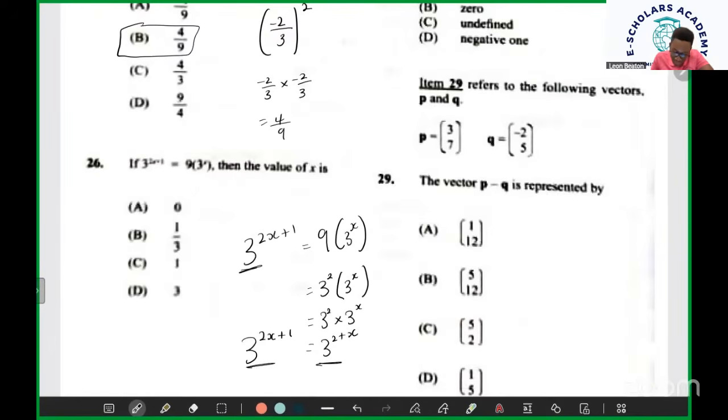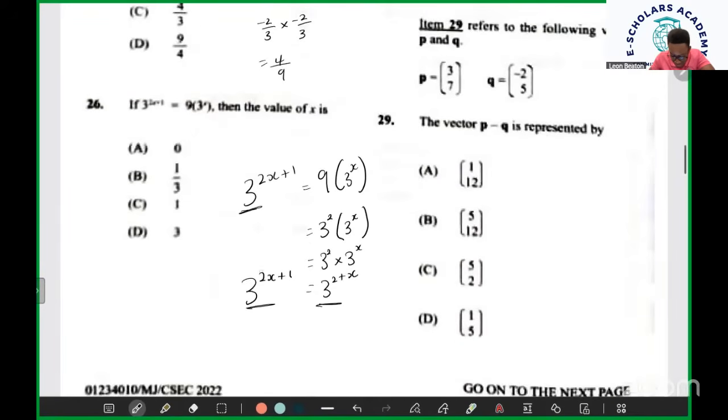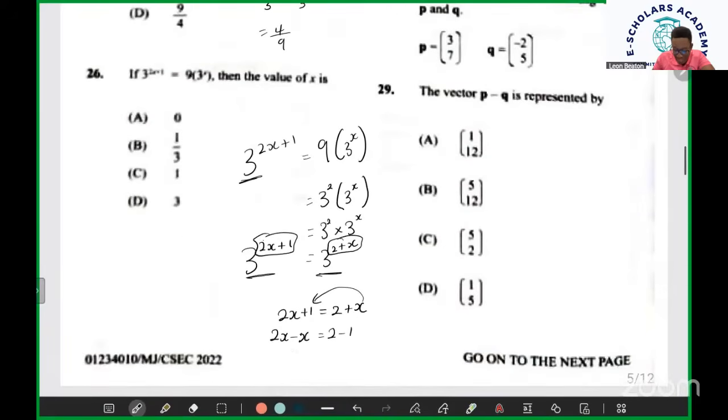So the bases are the same. So everything is equal. To solve for x, all we got to do is equate the powers and solve for them. So this will be 2x plus 1 is equal to 2 plus x. We carry over this x. We'll have 2x minus x is equal to 2. We take over the 1 with a minus, so 2x minus x will give us x is equal to 2 minus 1, which is 1. So x is equal to 1, which is C.